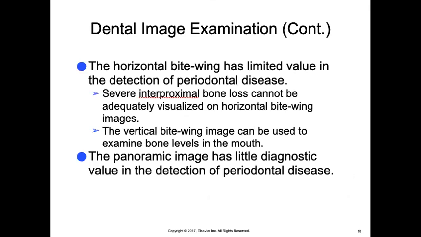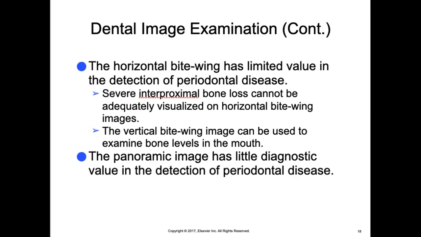The horizontal bite wing has some very limited value in the detection of periodontal disease. This is because severe interproximal bone loss cannot be adequately seen on a horizontal bite wing. For this reason, the vertical bite wing can be used to examine bone levels in the mouth. Just to let you know, also, the panoramic image has little diagnostic value in the detection of periodontal disease. This is because of some of the distortion that we can get with extraoral images.